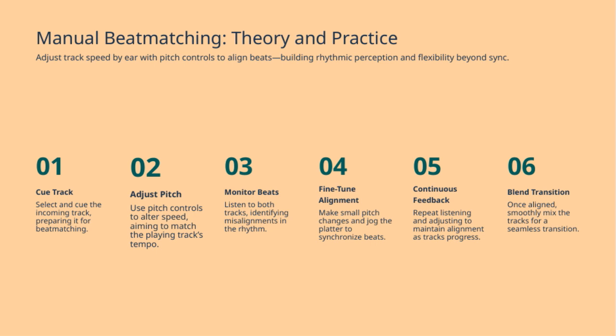Adjusting the pitch is an important tool in our kit. By using pitch controls, we can alter the speed of a track, aiming to match the tempo of the playing track. This step is essential for maintaining the groove and ensuring a consistent rhythm. Finally, cueing the track involves selecting and preparing the incoming song so it's ready to be mixed in. Proper cueing sets the stage for a smooth blend and helps us execute beat matching with confidence.